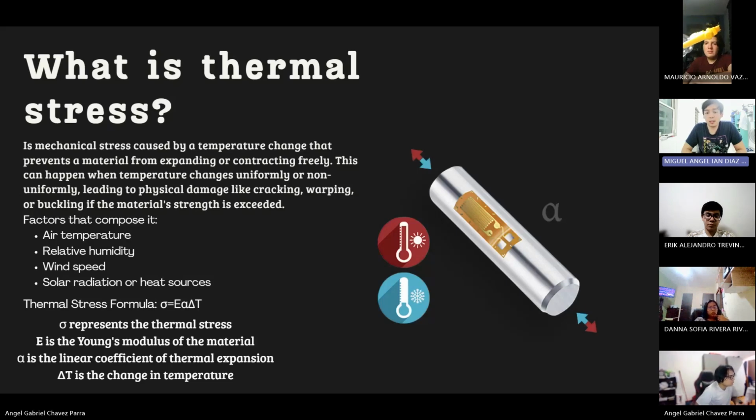The thermal stress formula is sigma equals E times alpha times delta T. Sigma represents the thermal stress. E is the Young's modulus of the material. Alpha is the linear coefficient of thermal expansion. Delta T, or the temperature difference, is the change in temperature.